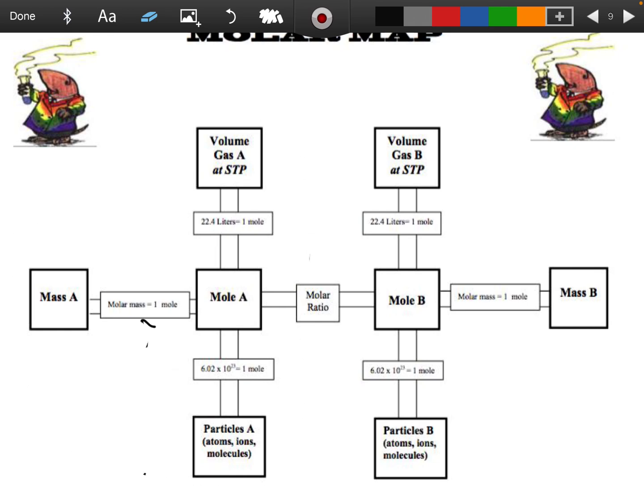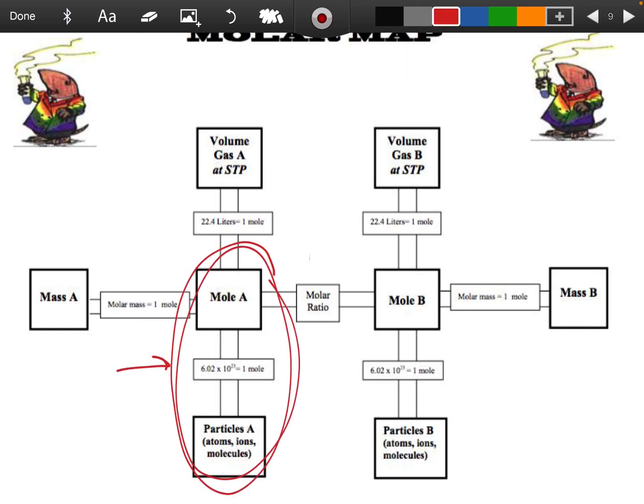The only conversion factor that you are doing for less than 1 is from moles to particles. So here's our Avogadro's number. Here's your 6.02 times 10 to the 23rd molecules or particles is equal to a mole.